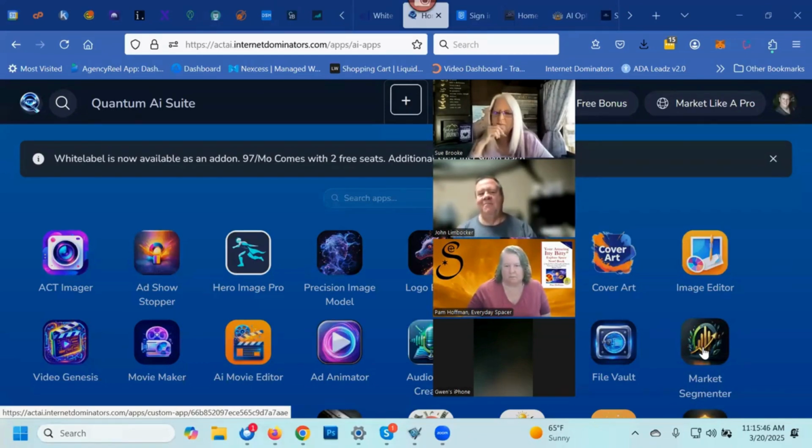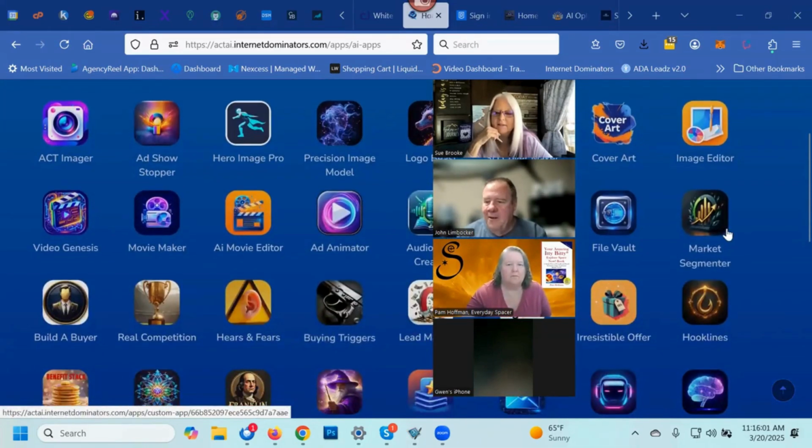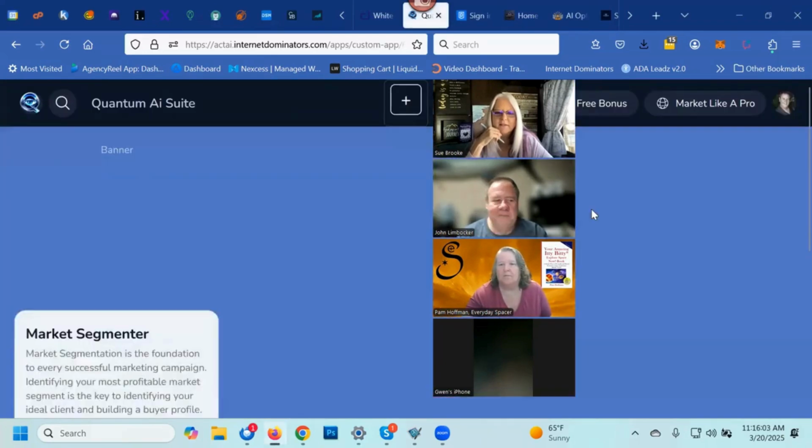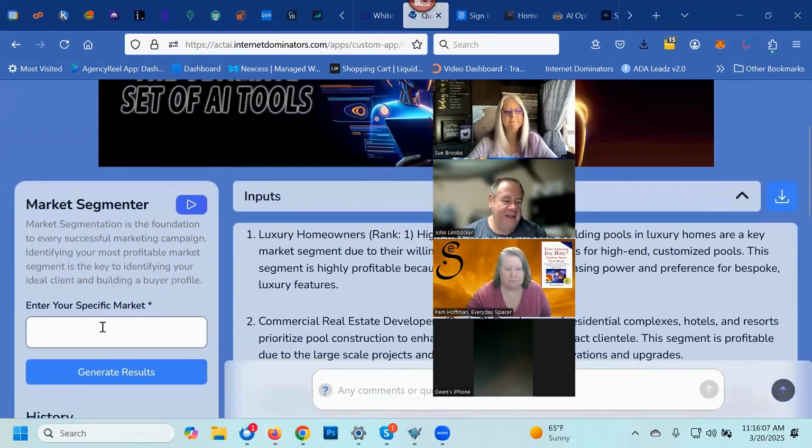Several people have made the same suggestion that I should put all the Act tools in a folder, because we've got a lot of tools now. So I think I probably will do that. I'll put all the image and video tools in one folder, the Act tools in one folder. But this Market Segmenter tool will give you the different segments. So you could put in dog boarding or kennels or whatever, and it would give you the different segments.